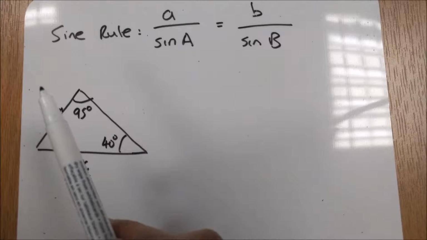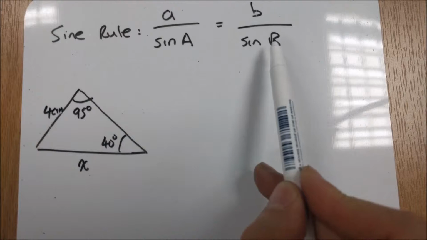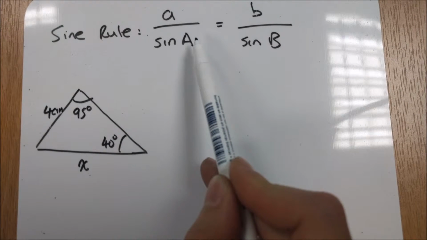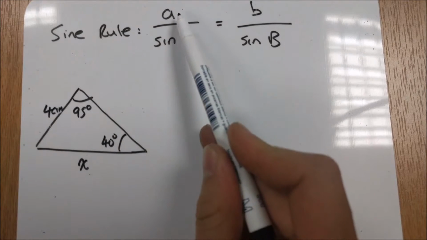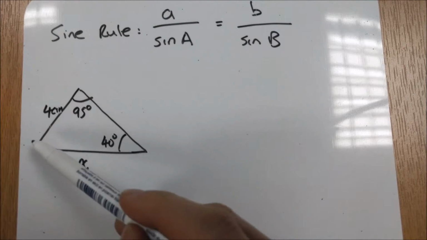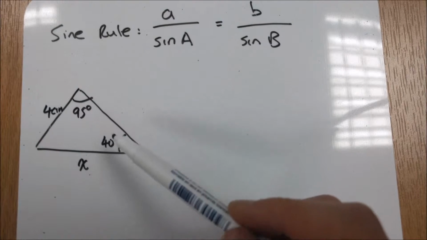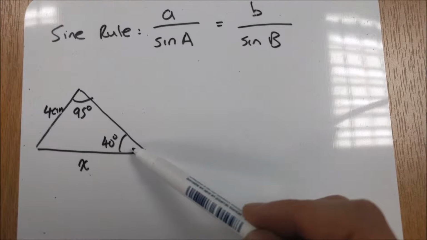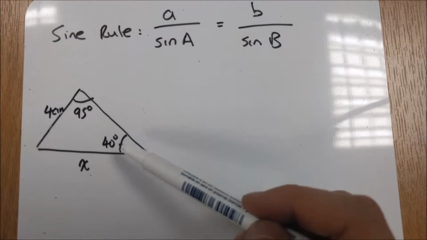A bit of notation to start off with. Small letters are your sides, capital letters are your angles. The same letters are used to denote a side and its opposite angle. So small a will be a side, so if this side, 4 centimeters, is small a, capital A, its angle, will be its opposite angle, so 40 degrees will be capital A. If this was small b, 40 degrees will be capital B.